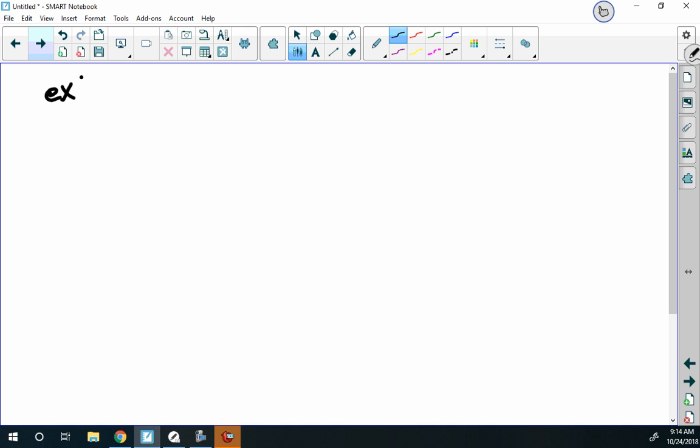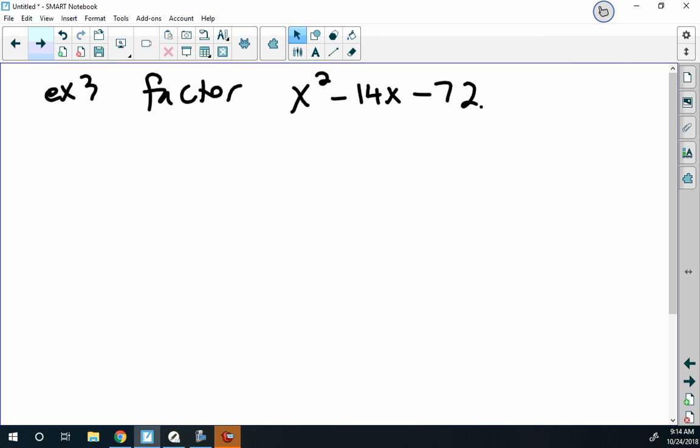Example 3. Factor x squared minus 14x minus 72. You know, in every single class, there's always at least that one person that loves this for an answer. There's always that one person.